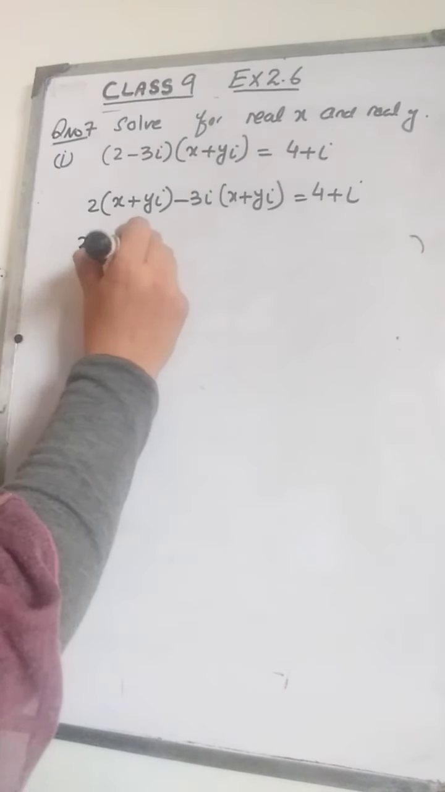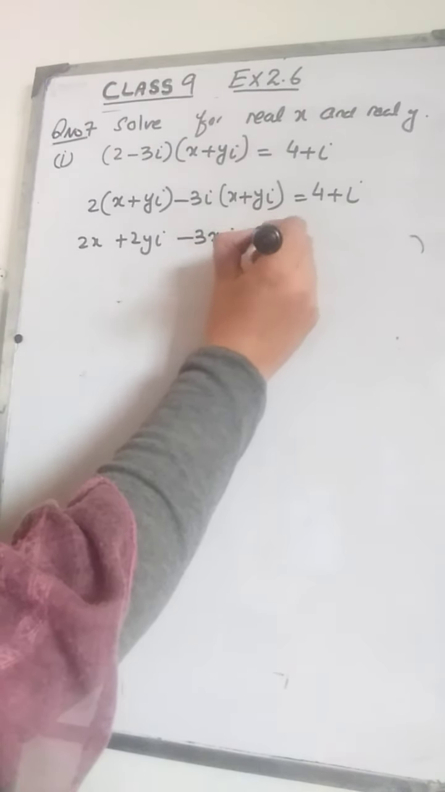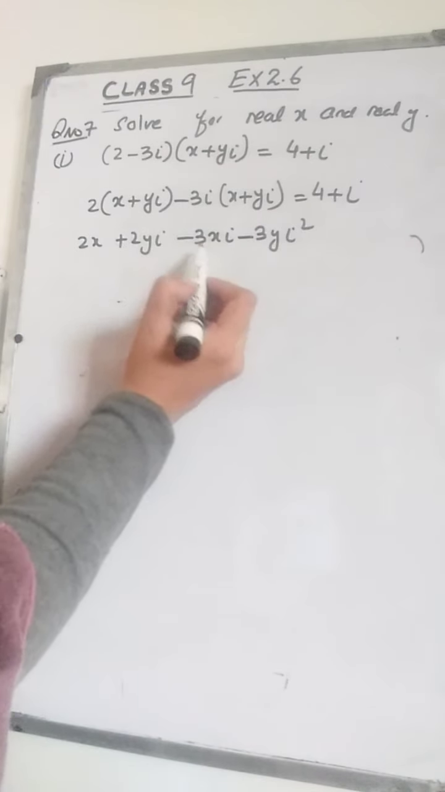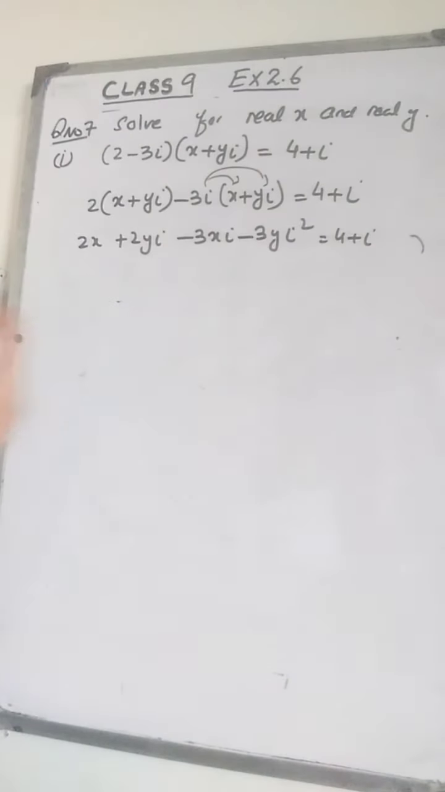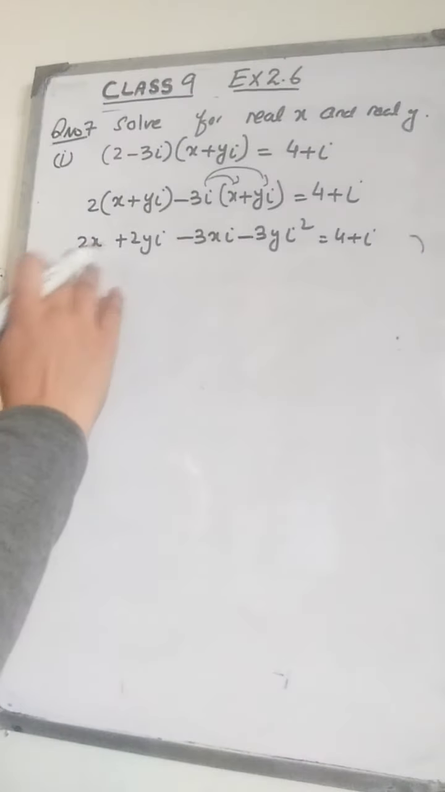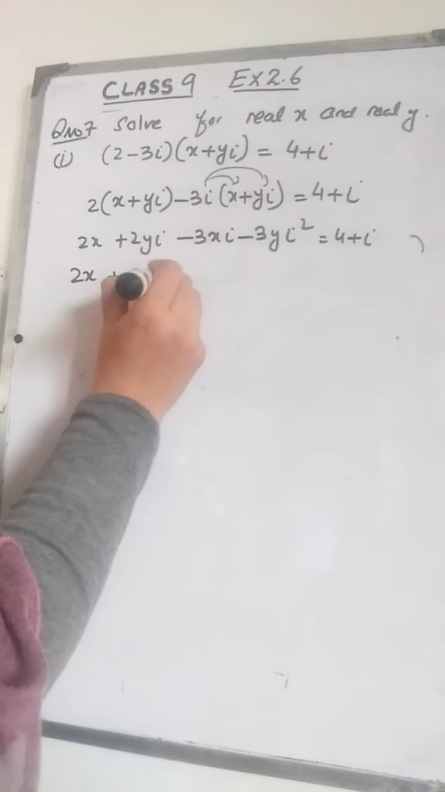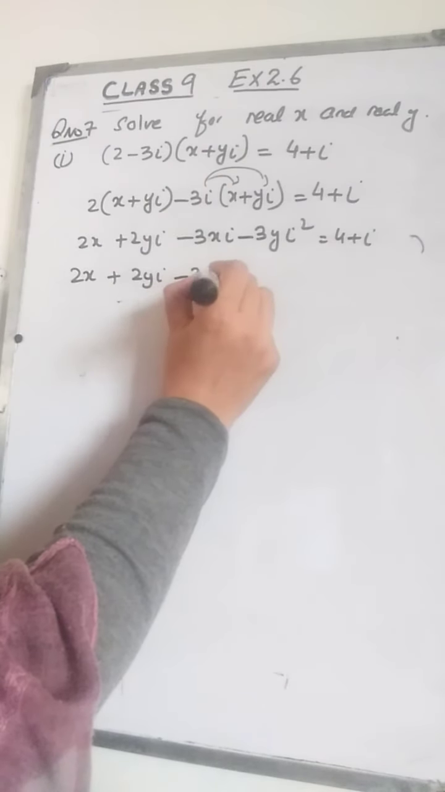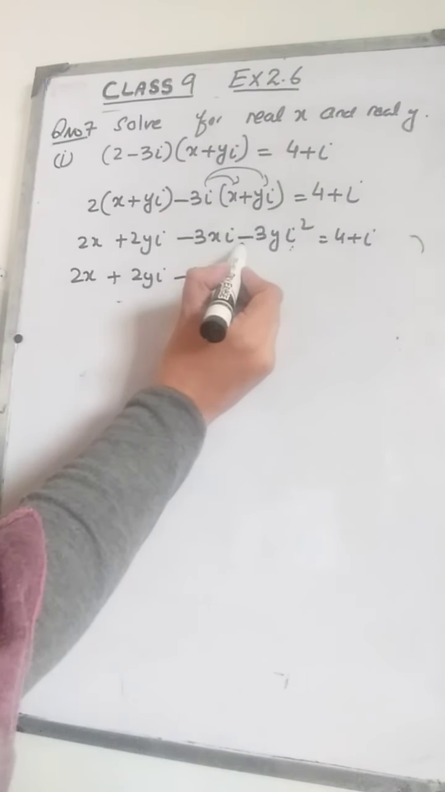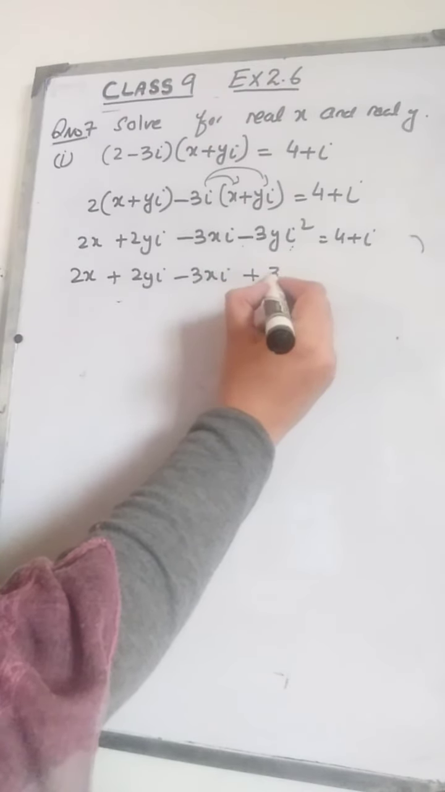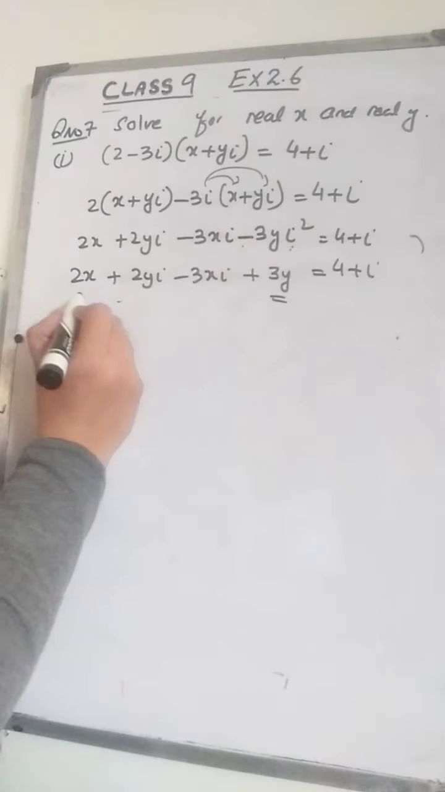So this is 2x plus 2y iota minus 3x iota minus 3y iota square. We have multiplied this as we did in the previous question. The next step is to combine the real and imaginary parts. Iota square is equal to minus 1, so this minus 1 multiplies with the minus sign and makes it plus 3y. The iota is dissolved here, so it turns into a real number.